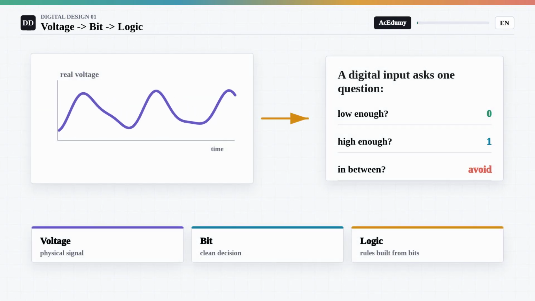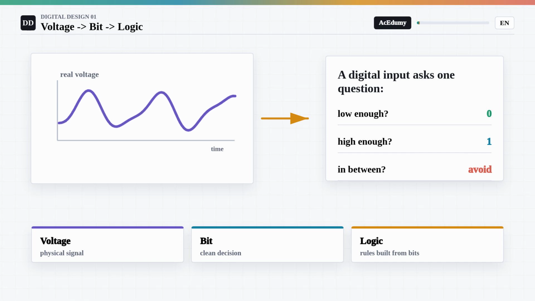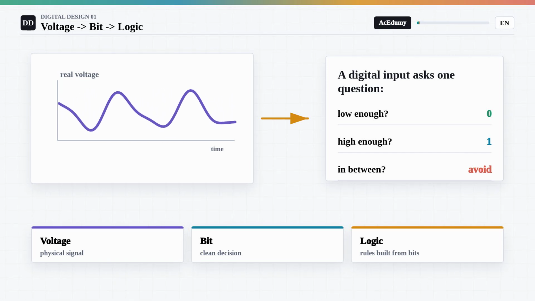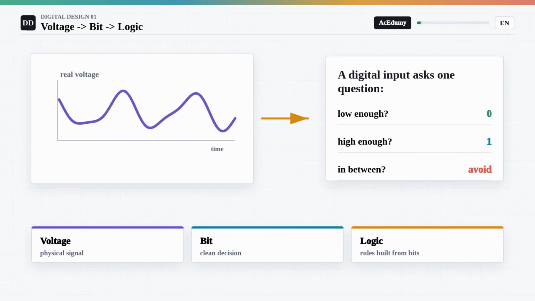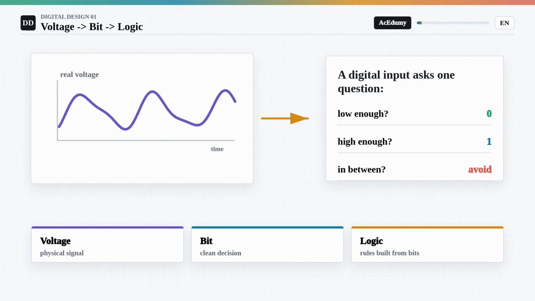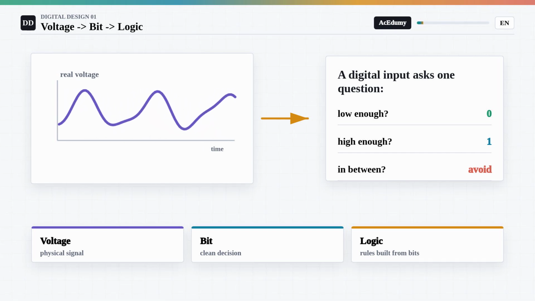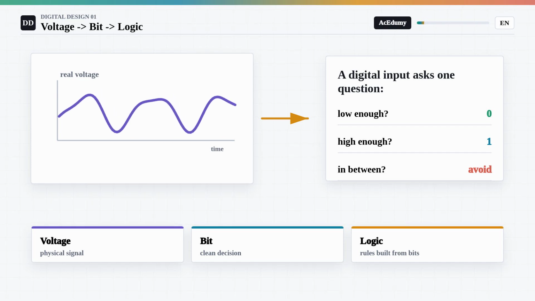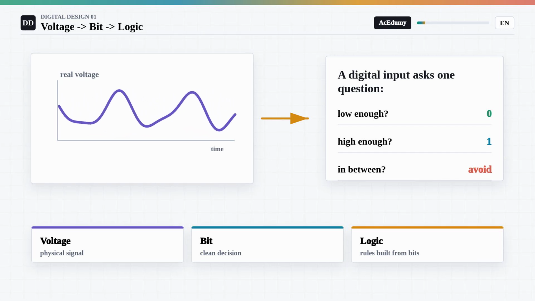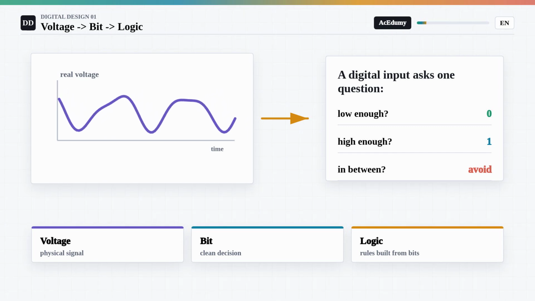Welcome to digital design. The first surprise is that digital systems are not made of abstract zeros and ones floating in space. They are made of real voltages, moving through real wires. A zero is usually a low voltage range, a one is usually a high voltage range. Digital design begins when we agree to treat messy analog voltage as a clean decision. Today we build that agreement.